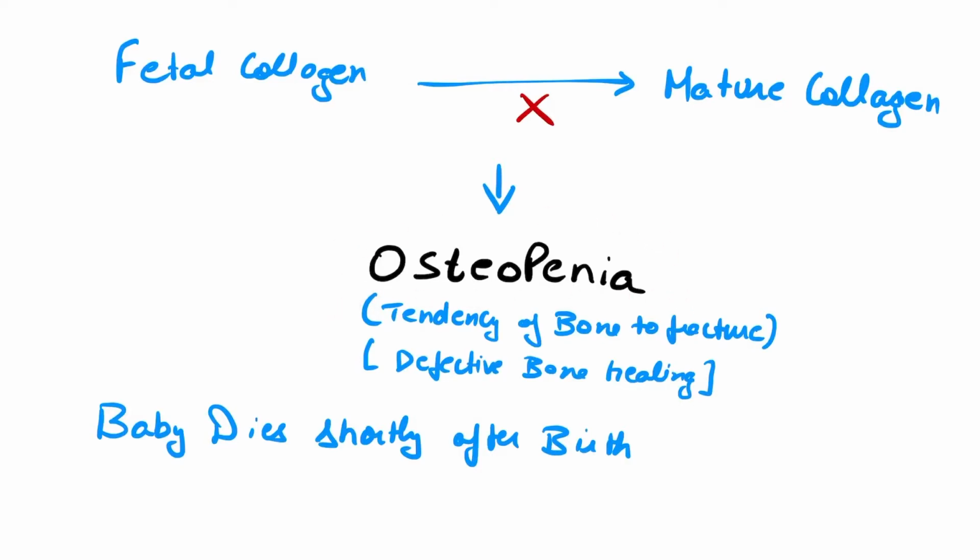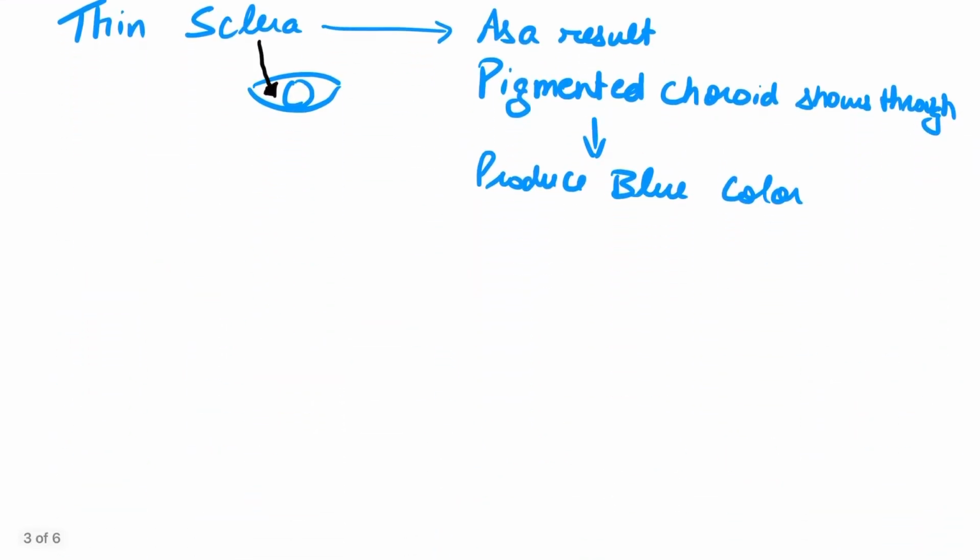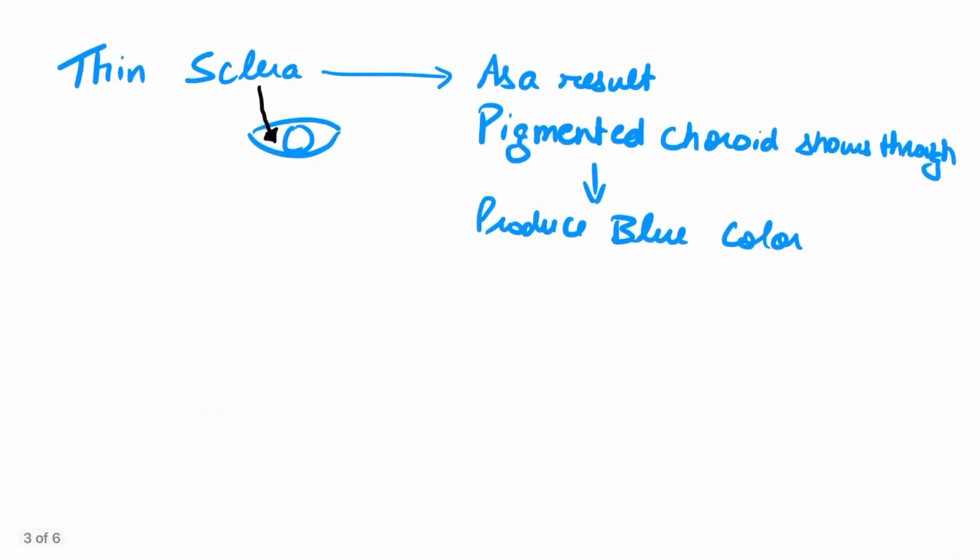What is osteopenia? Osteopenia is the tendency of the bones to fracture. The bones fracture easily, and there may also be a defect in bone healing. So the babies die shortly after birth. This is the main defect in osteogenesis imperfecta. And the other main highlighting feature is thin sclera.